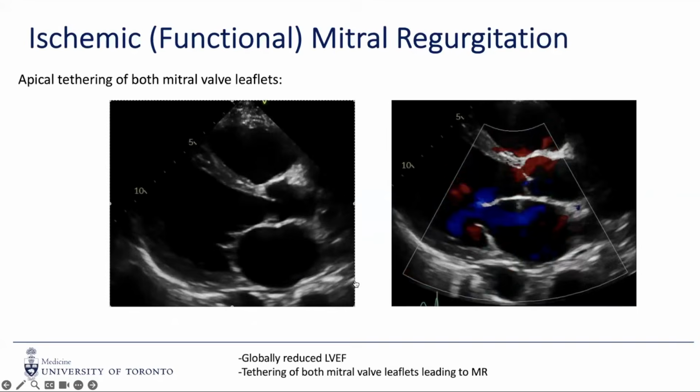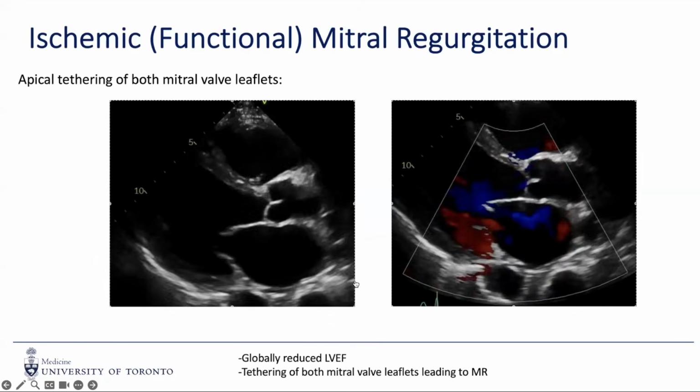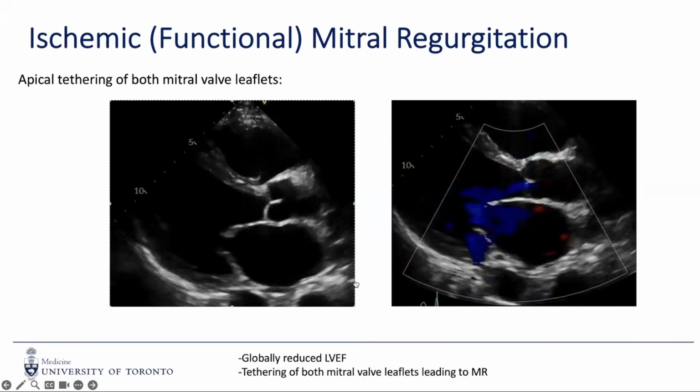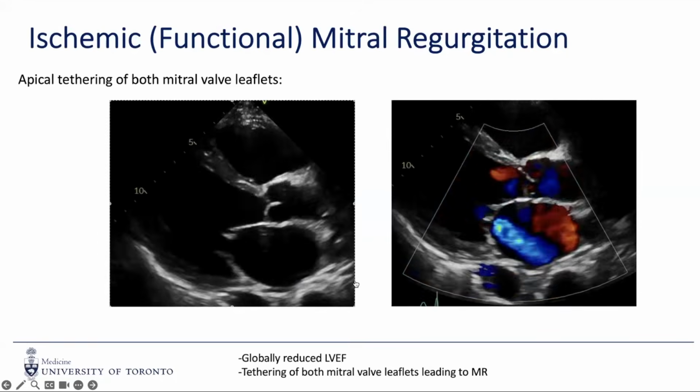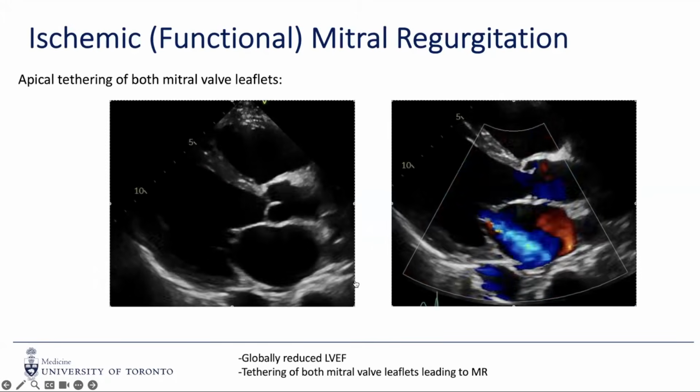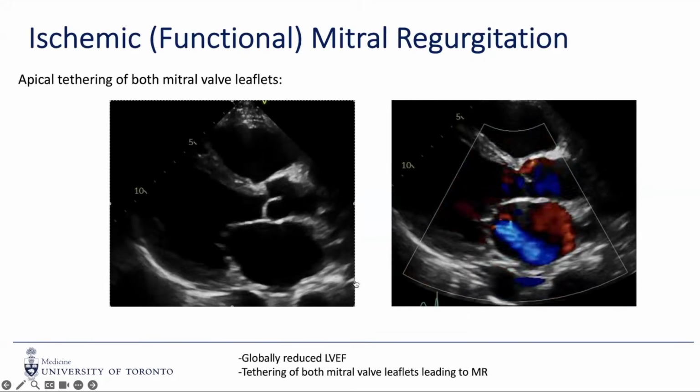In this example, you can appreciate how both leaflets are doming, or they're basically being tethered bilaterally towards the apex. And with that, the LV is clearly globally reduced. And the fact that both leaflets are tethered causes the MR to be more central, as you can see on the right.